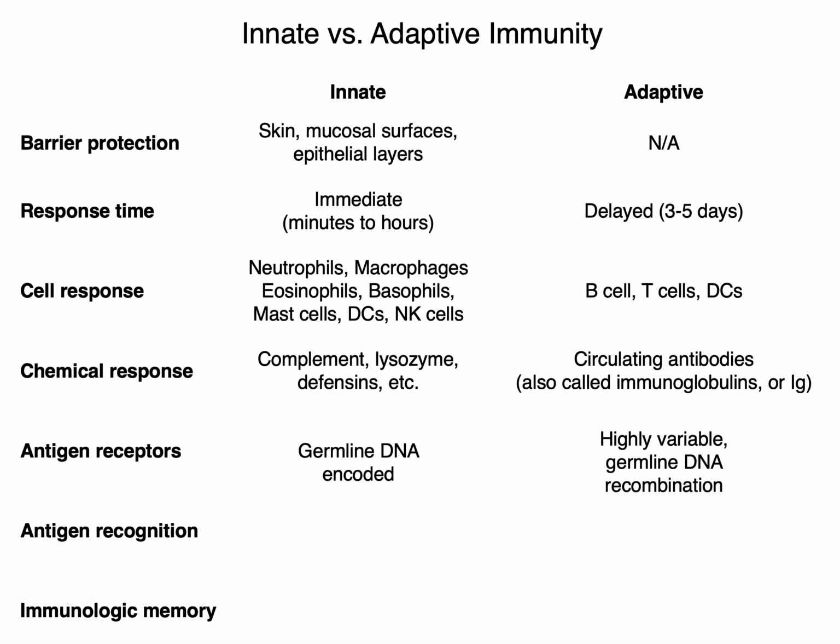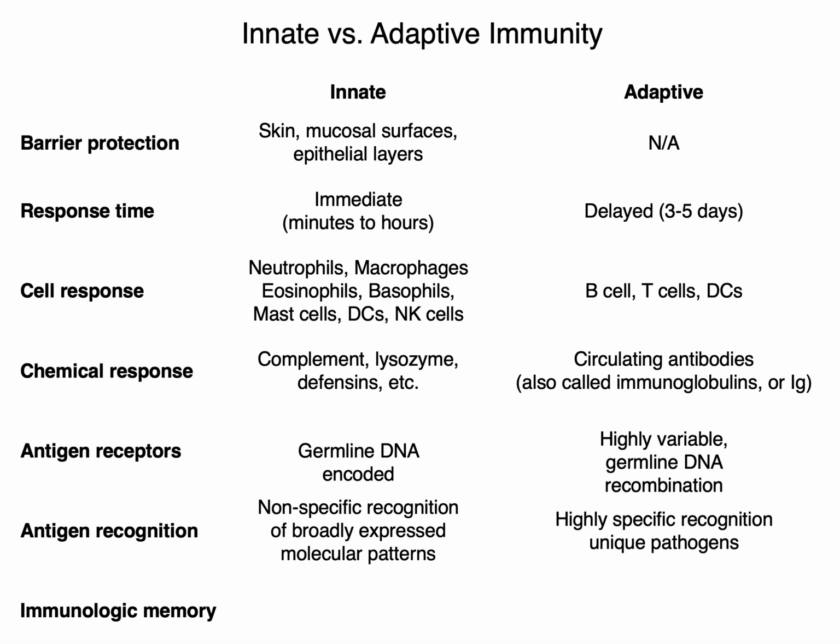The innate immune response receptors are encoded in the germline, and the adaptive immune response receptors are highly variable because they are generated through germline DNA recombination. This means that within the innate response, these receptors will recognize broadly expressed molecular patterns that are fairly nonspecific, whereas within the adaptive immune response, antigen receptors are very specific to unique pathogens. And lastly, while the innate immune response does not induce long-term immunological memory, the adaptive immune response does.